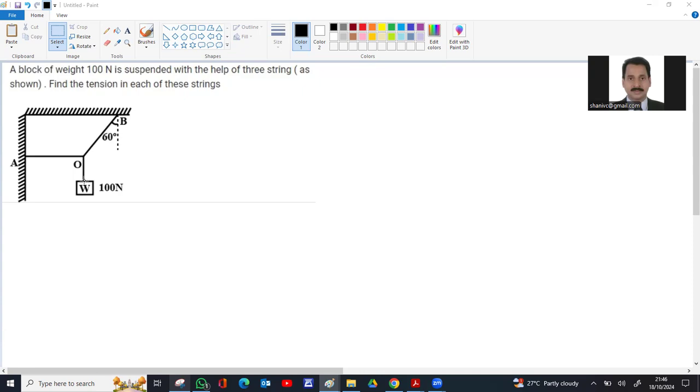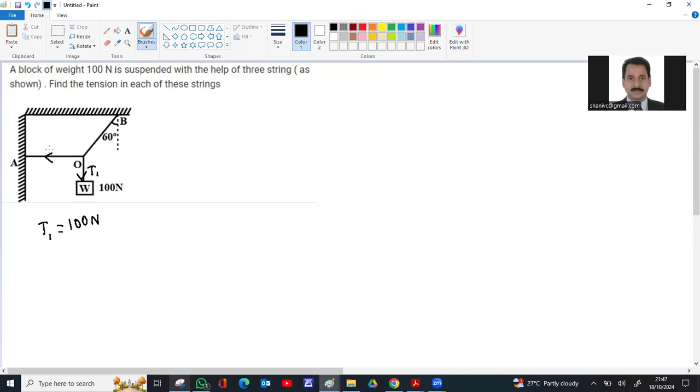So the downward force is the weight. If we mark the downward tension as T1, T1 is just given as 100 Newton, value given directly. So in this question there are 3 strings. One string, the tension T1, is 100 Newton.